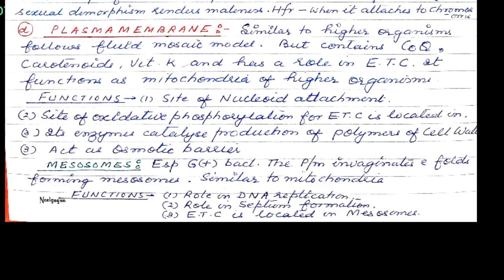The mesosome, which is the modification of plasma membrane, is the infolding of plasma membrane, and it performs a function very similar to the mitochondria of higher organisms. The mesosomes play an important role in replication of DNA, and they also play an important role in formation of septum, and all the enzymes which conduct the electron transport chain remain laid in the mesosomes.